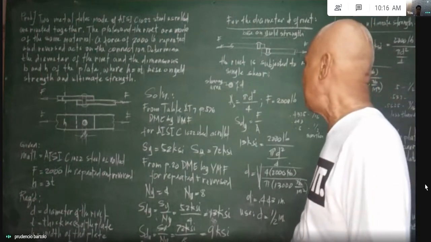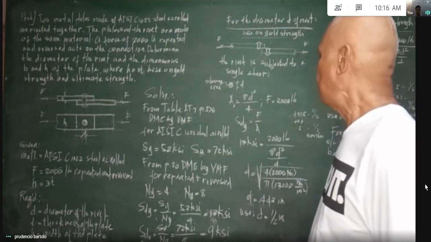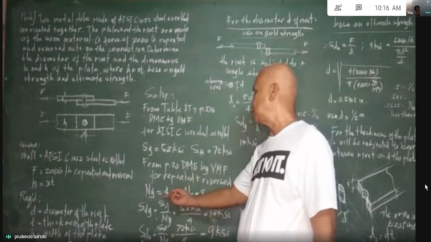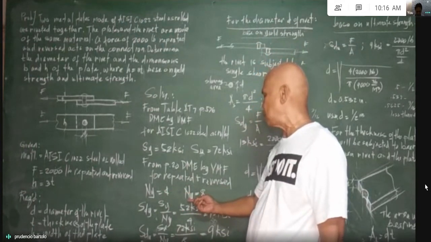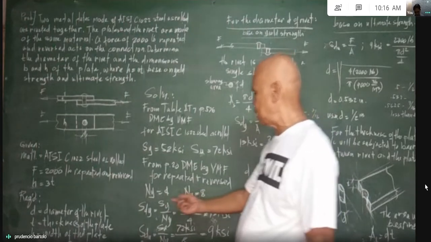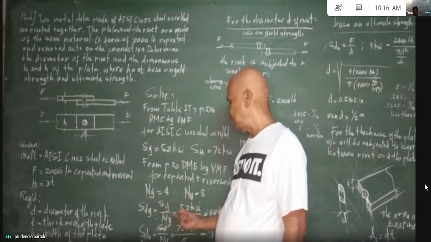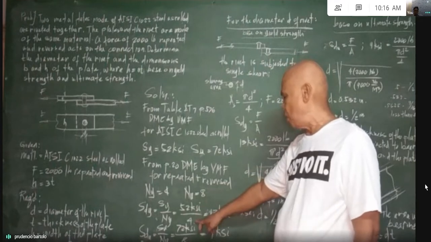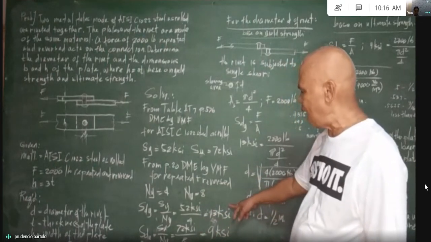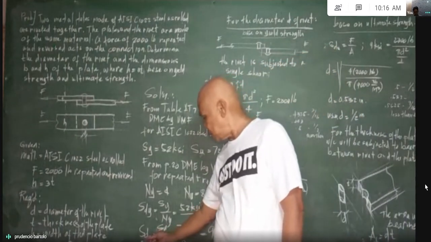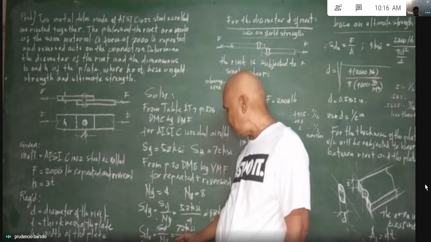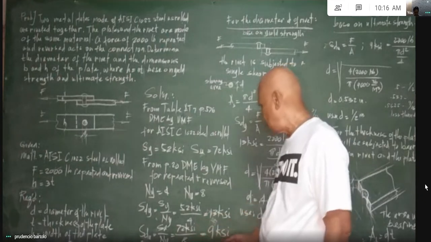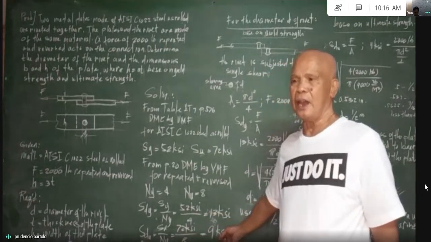From page 20, design of machine elements by Virgil Moring Faires for repeated and reversed, our factor of safety based on yield is 4. Factor of safety based on ultimate is 8. And we consider the design stress based on yield, that is Sy over Ny, or 52 KSI divided by 4, that is 13 KSI. The design stress based on ultimate will be Su over Nu, which will be equal to 72 KSI divided by 8, or that is 9 KSI.